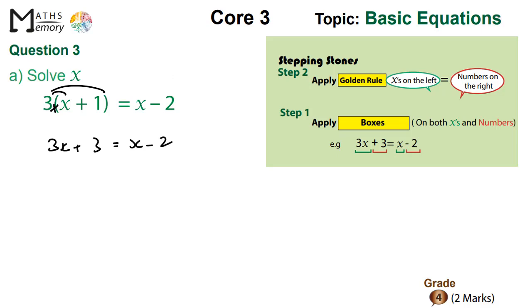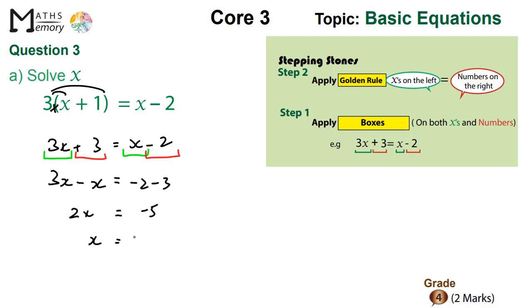We should recognize a particular feature of this. All the x terms we'll put in a nice green box, and all the numbers, the plus 3 and the minus 2, in a red box. So x is on the left and numbers on the right, the golden rule. 3x minus x equals minus 2 minus 3. We won't go in the ins and outs of how we got that. We work out each side. So 2x equals minus 5.